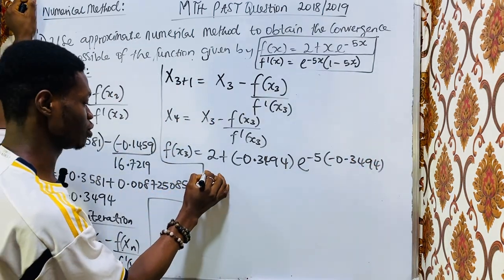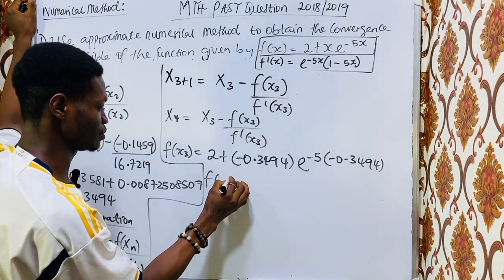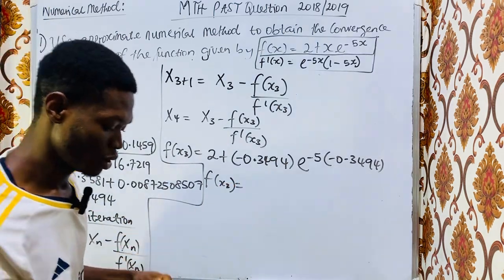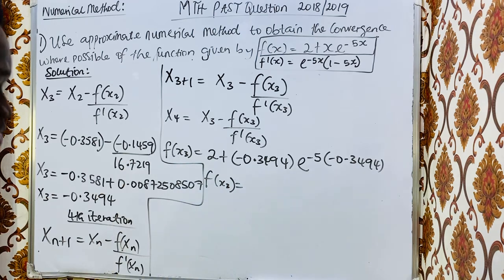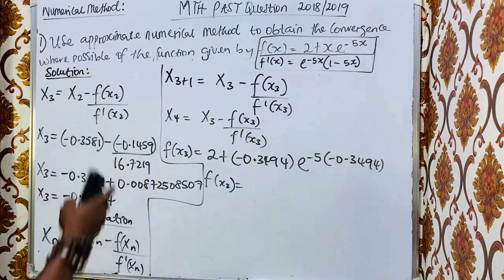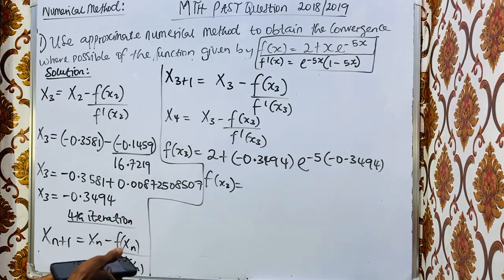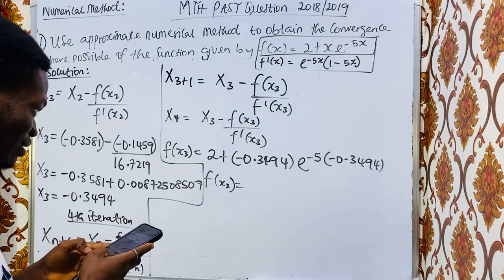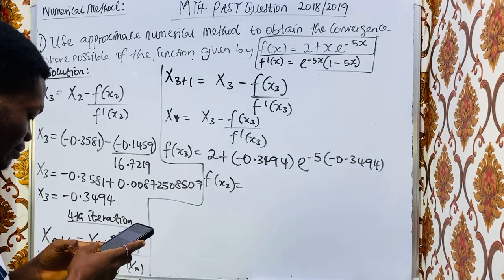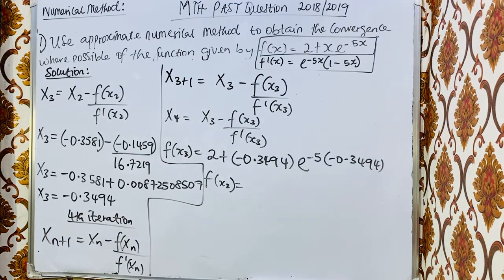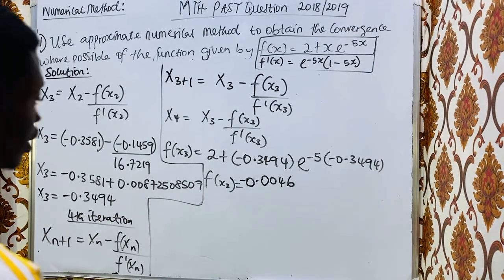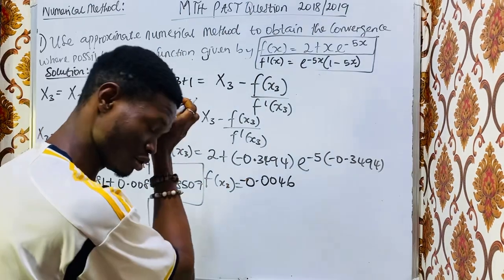So if you do it well, f of x3 will give you, actually if you want you can press this one directly in your calculator, but when it comes to division, divide first using BODMAS. You get 2 plus... negative, okay, let me press it once. So if you do it well, you are going to get this: negative 0.0046.